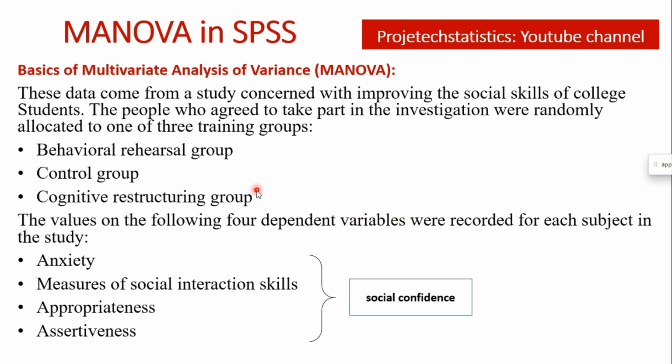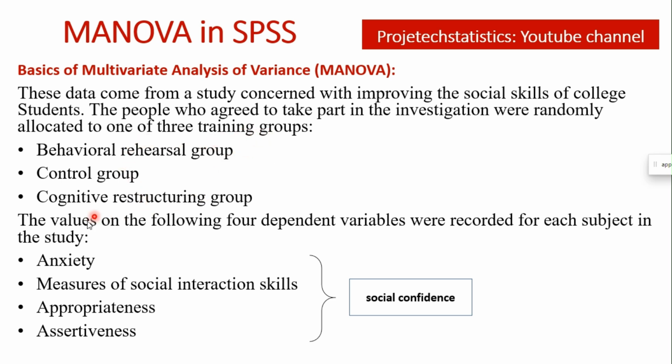Now, the data we're going to use for our study is concerned with improving the social skill of college students. The people who agreed to take part in this investigation were randomly allocated to one of three training groups: the behavioral rehearsal group, control group, and the cognitive restructuring group. So this is the independent variable, training group.